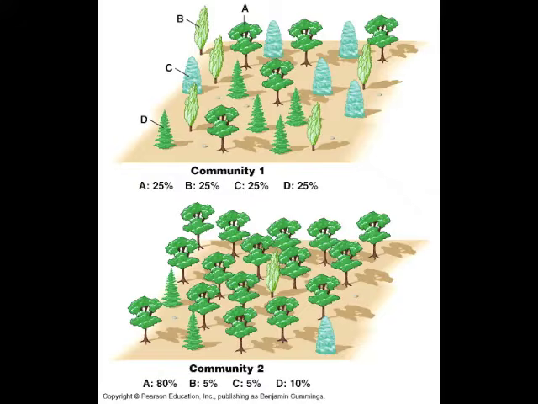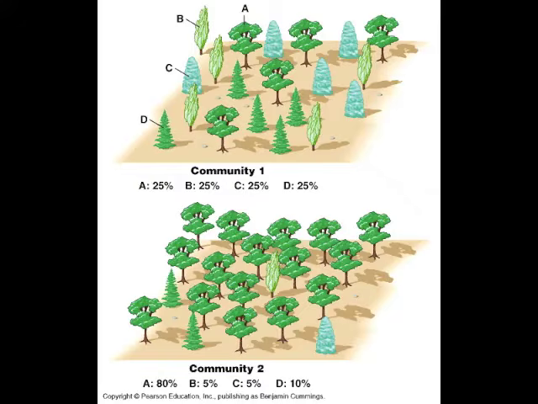In Community 1, there are 4 species, A, B, C, and D. If we count up the number of individuals of species A, we find that it represents 25% of the total number of individuals in the community. The same is true for species B, species C, and species D. Each represents 25% of all the individuals in the community. Since all of the species are represented equally, this gives the community high evenness.